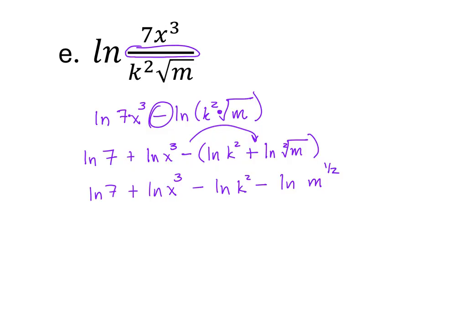The last thing that we need is to take all of these exponents and move them up to be coefficients. The first term, we don't need anything here, so this is natural log of 7. For the second one, we can move our 3 down to the front, and this becomes plus 3 natural log of x. The next one, we can move our 2 down to the front, and it becomes minus 2 natural log of k. And then the last one, we can move our 1/2 down, and we get minus 1/2 natural log of m. And we're done. This is expanded.